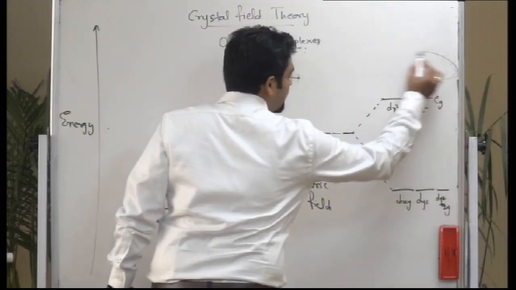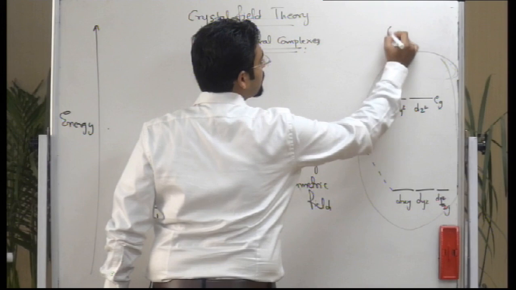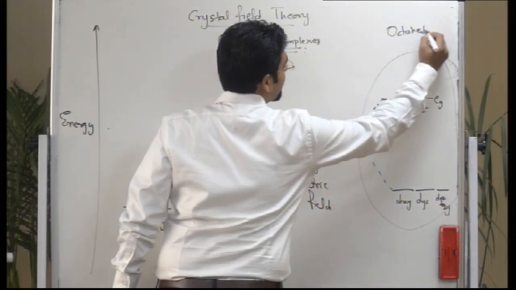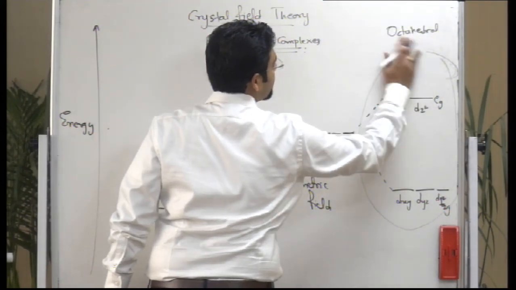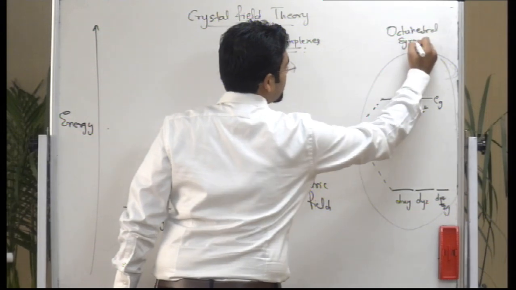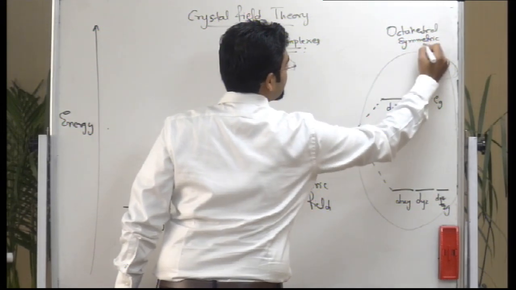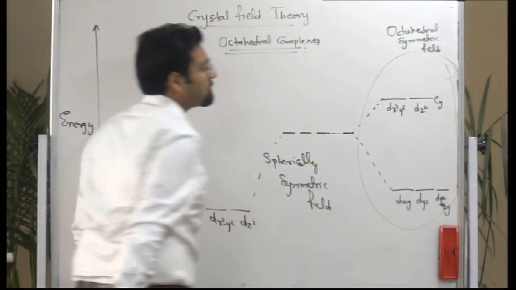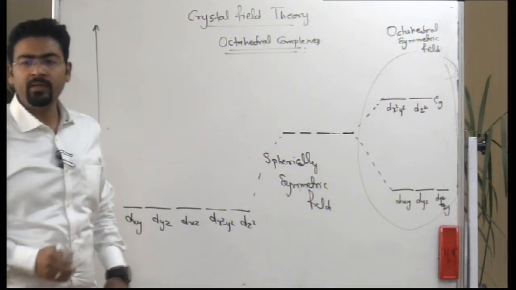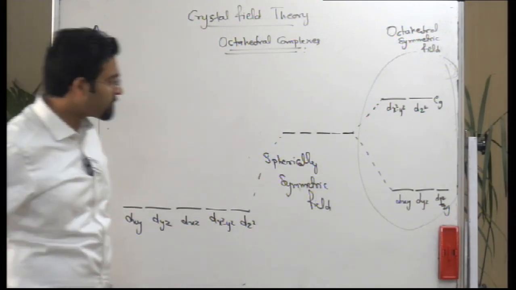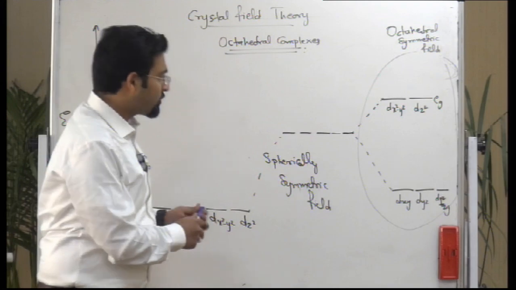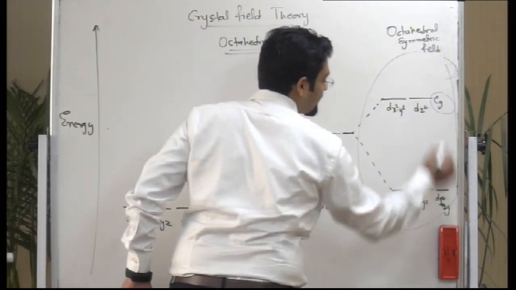This is happening in the presence of an octahedral symmetric field, right? So this is happening in the octahedral symmetric field. So in this case, they get split into two cases. One is Eg, another is T2g.